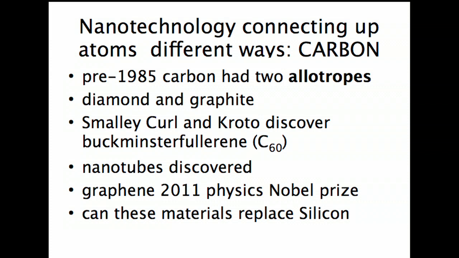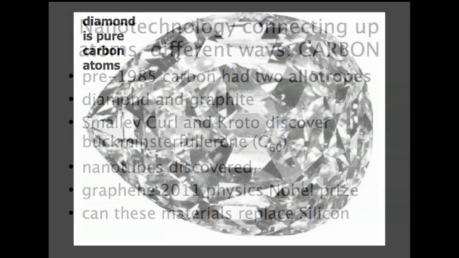And people also discovered other ways to connect up carbon in the form of tubes called nanotubes. And in fact, the 2011 Physics Nobel Prize went for another type of material, which was just a single sheet of atomic carbon known as graphene, not graphite. And there is a great deal of interest in these materials because they have never been known to mankind before.